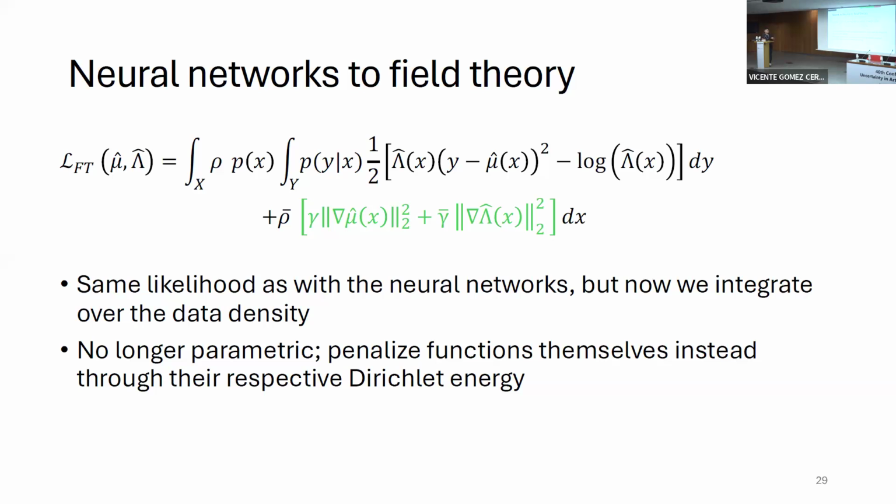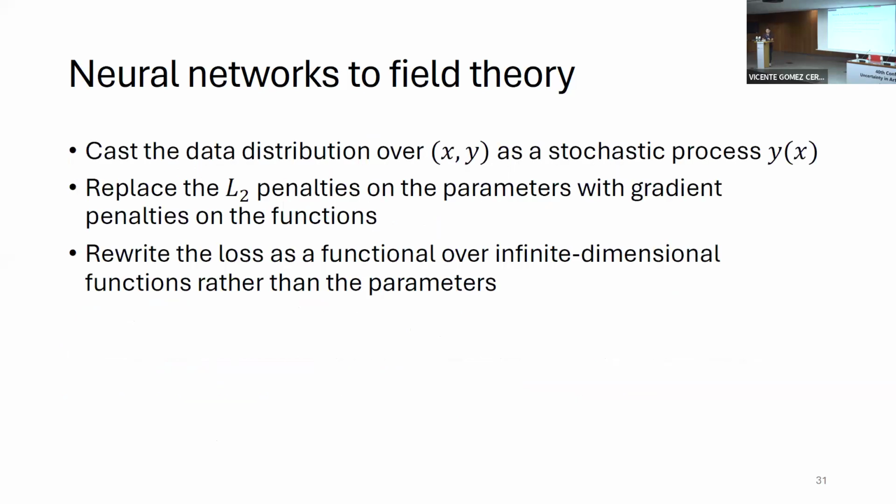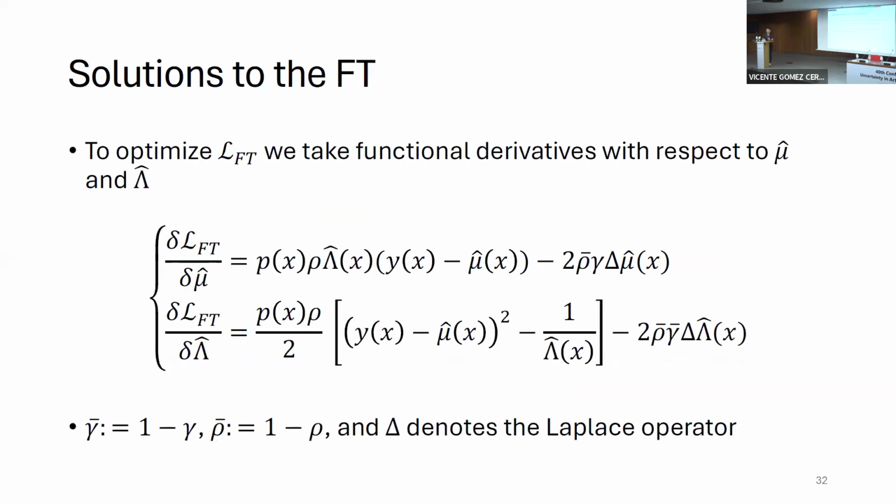And then finally, we're going to realize that it's still a bit too complicated and just think of a single realization from the stochastic process and simplify it to a single integral. In summary, we cast the data distribution xy over a stochastic process. We replace our penalties from the parameters, put them onto the functions themselves, and then we rewrite our loss as a functional over infinite dimensional functions instead of the parameters.